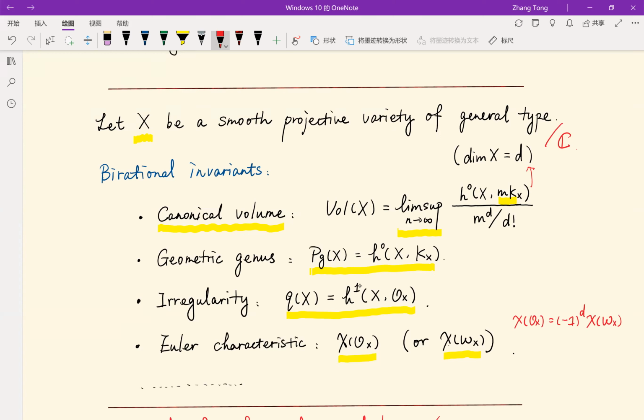Okay, and here I only listed 4 of the invariants. In fact, there are more. For example, you can consider the plurigenera, and those are also very interesting birational invariants. Many algebraic geometers have considered how to estimate those numbers. And in this talk, I mainly focus on those 4 invariants.